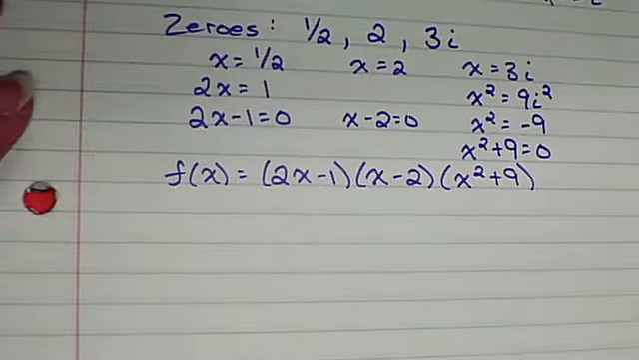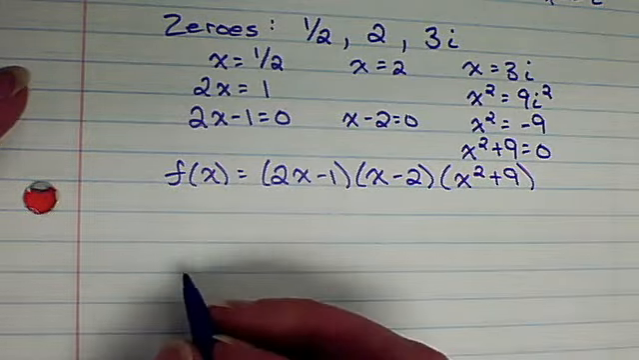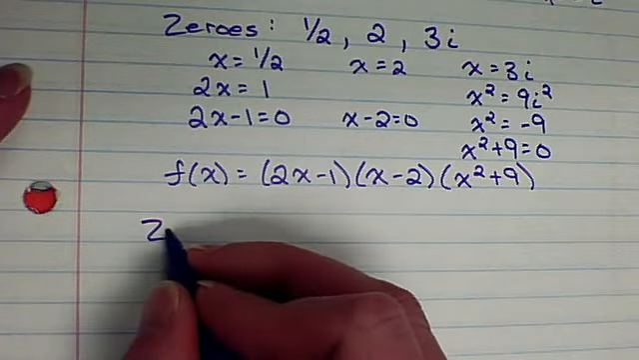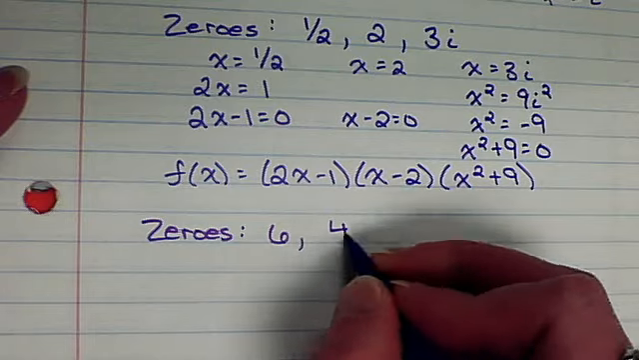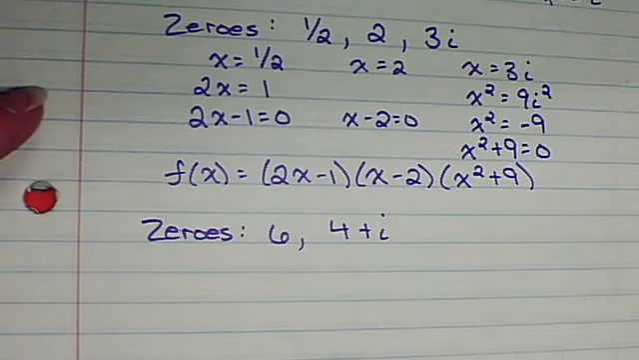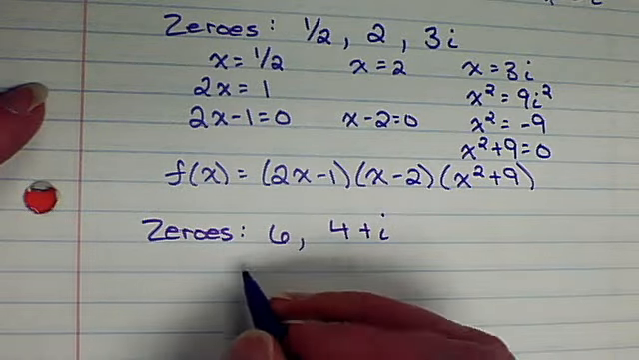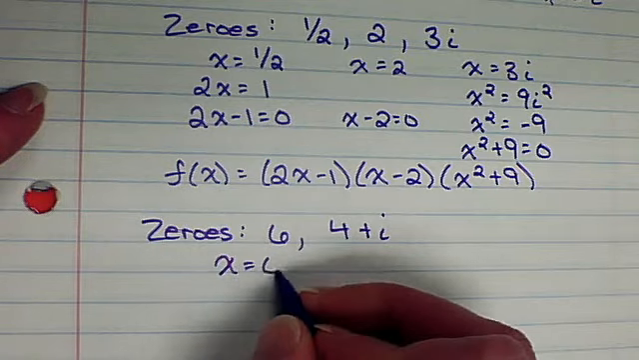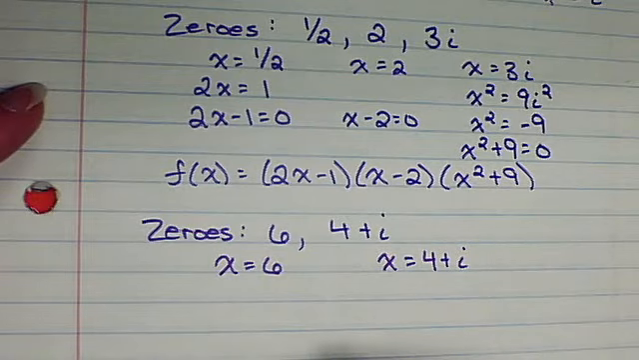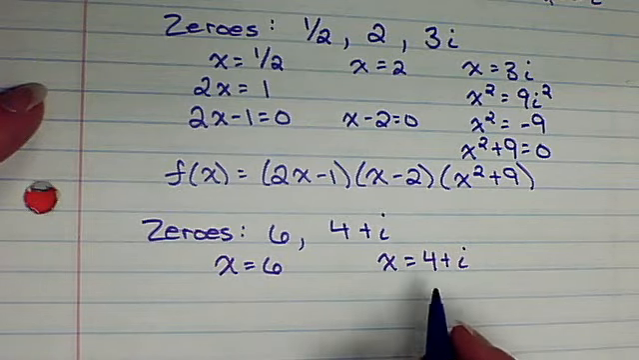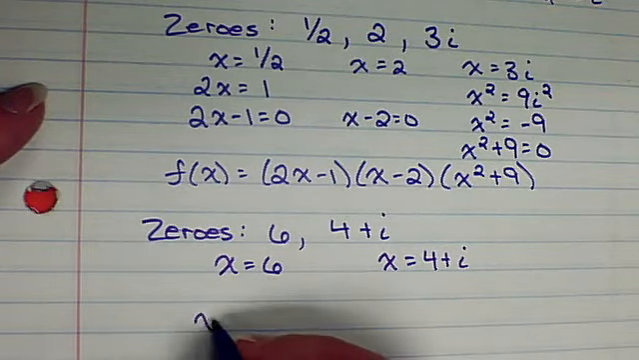Now, there are some complicated ones. Let's say that the zeros are 6 and 4 plus i. Now, that one's a little bit more complicated. So, on the first one, that's easy. X equals 6. X equals 4 plus i. Ugh. That one looks a little tricky. I know this one's easy. X minus 6.